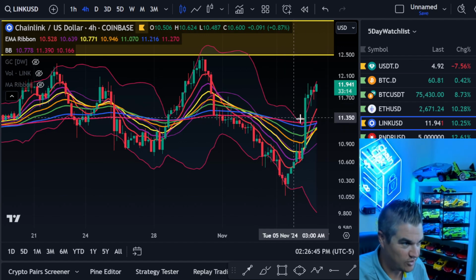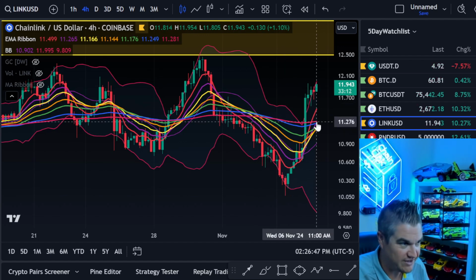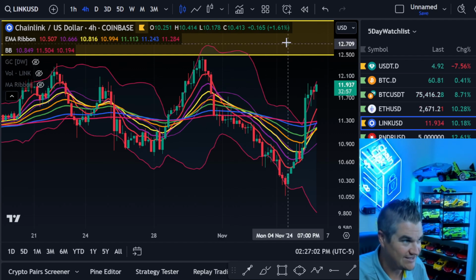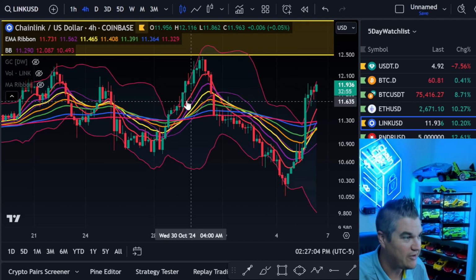So here's all our moving averages. We have the 200 right here at 11.27. We need to be watching that if we move down. But more importantly, the EMA 8. As long as you don't close below that, you're good to go higher and higher and higher, right? Our next target is 12.40, this high. That gets us to this yellow zone, which we'll see as we zoom out here.